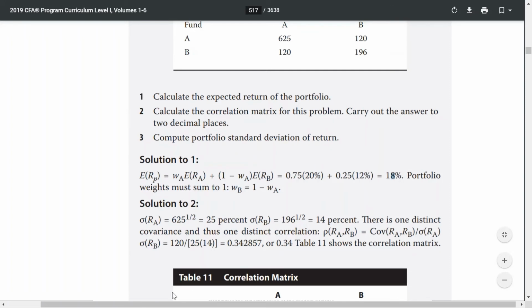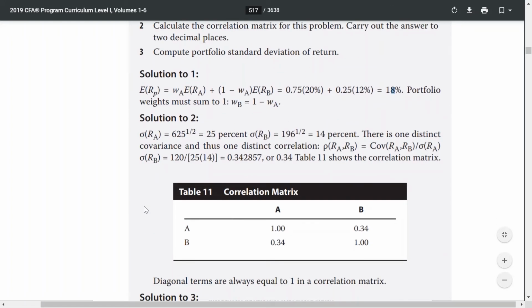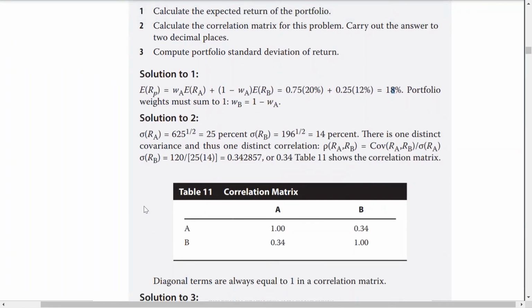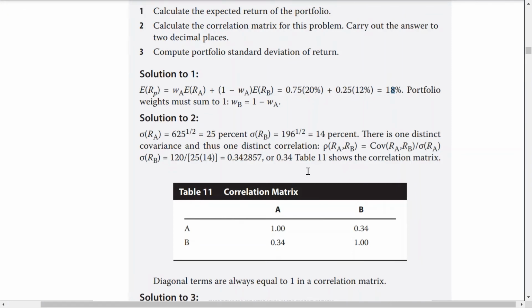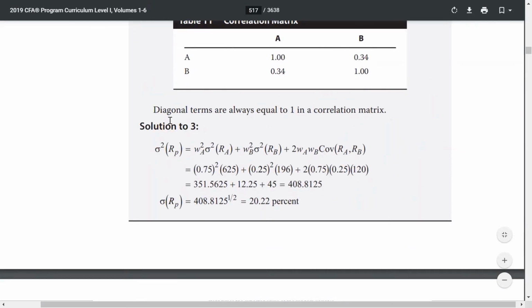Solution to 2. The standard deviation of RA is 25%. The standard deviation of RB is 14%. There is one distinct covariance, and thus the distinct correlation of this, or 0.34. Table 11 shows the correlation matrix. So literally that's what it looks like. Diagonal terms are always equal to 1 in a correlation matrix, as each asset has perfect correlation with itself.